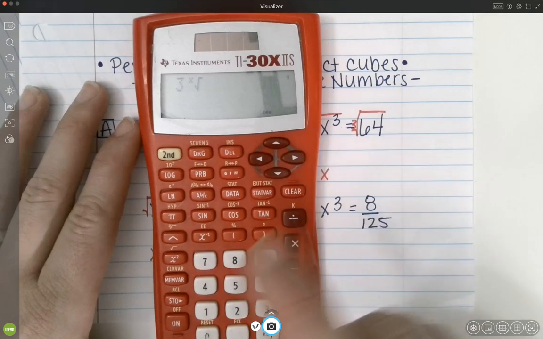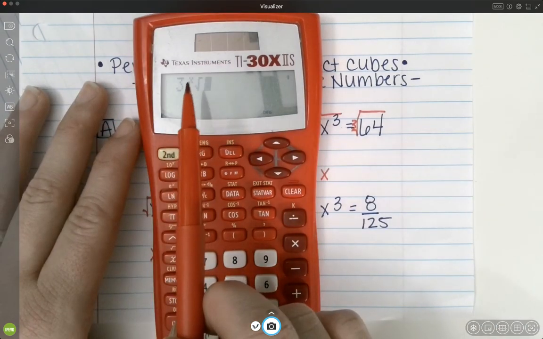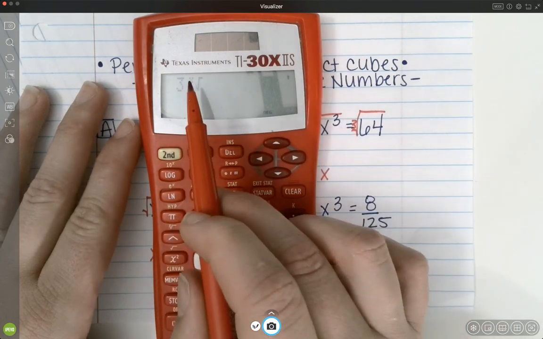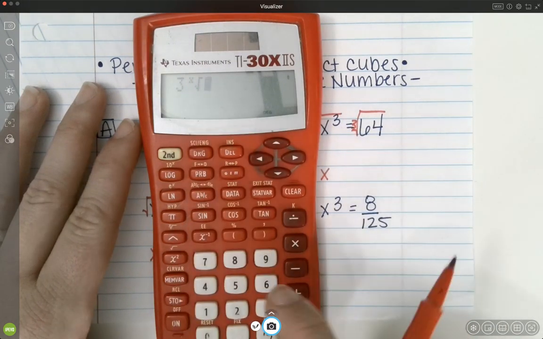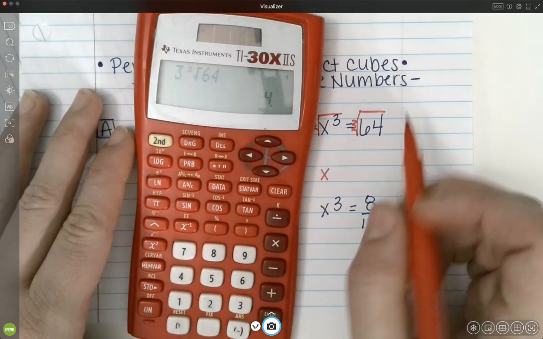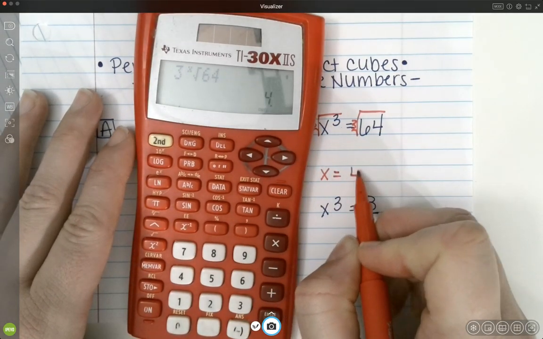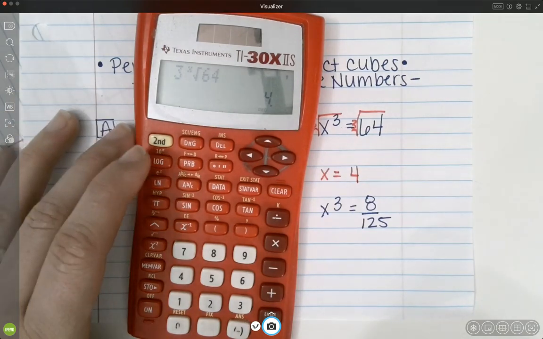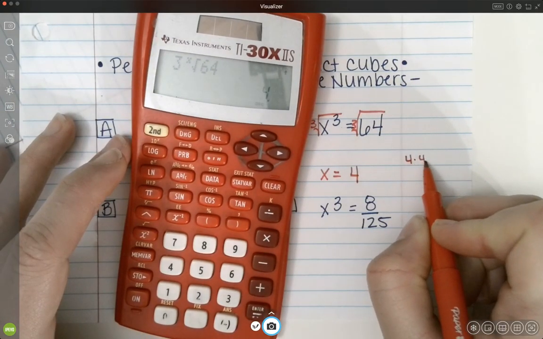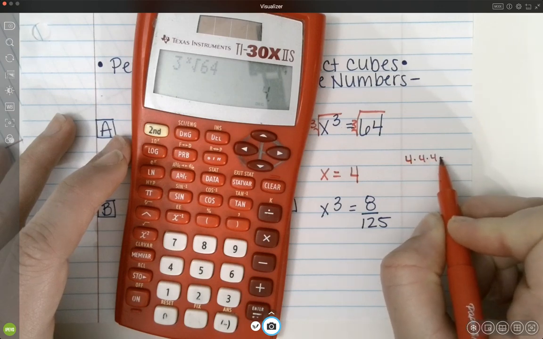Notice that there is a little x. That little x is pulling the 3. So just like I have a 3 sitting on top of here, that little 3 is going to be sitting on top of there. And I'm going to type in 64 equal sign. So x equals 4, because 4 times 4 times 4 makes 64. So those are the positives. 4 times 4 times 4 equals 64.